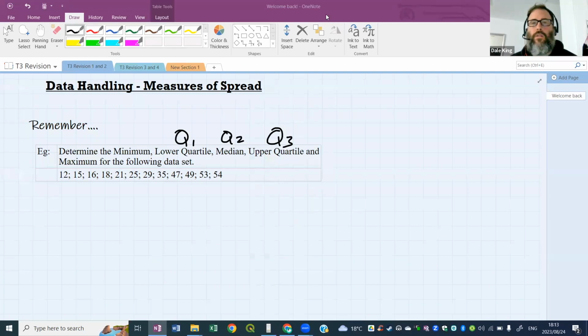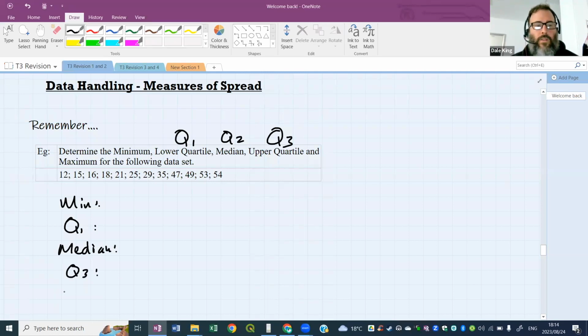All right, ladies and gents, let's see how we did here. Okay. So I'm going to write here min, Q1. I'll write median. I'm not going to say Q2 because we're all used to median. I'll write Q3. And I'll write max. All right. Minimum and maximum. Easy peasy lemon squeezy. 12 and 54.